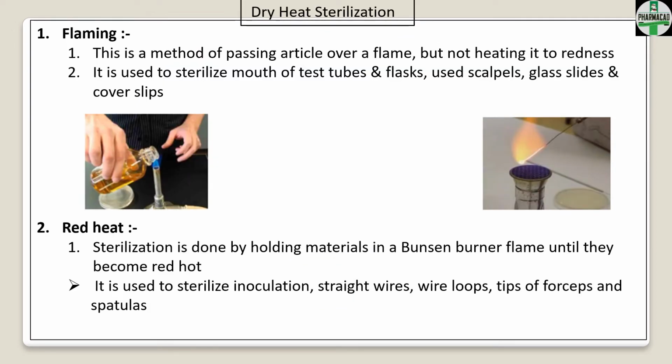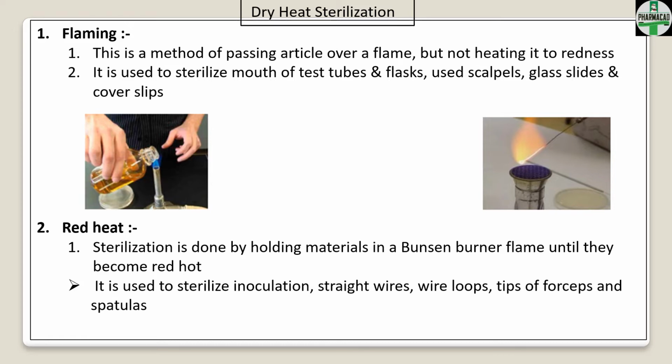Under dry heat sterilization, the first method is flaming. This is a method of passing an article over a flame but not heating it to redness. It is used to sterilize the mouth of test tubes, used scalpels, glass slides and cover slips. We are doing this just to ensure that around the mouth of the article there are no microorganisms present. When you want to use reagents, you have to maintain aseptic conditions, and just to maintain this aseptic condition, we use this type of technique.